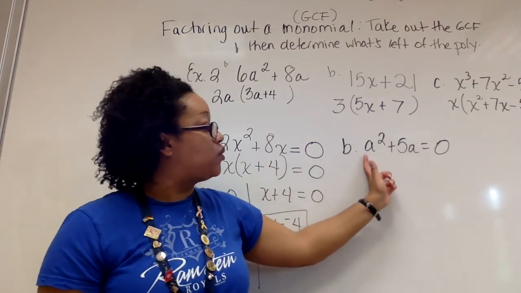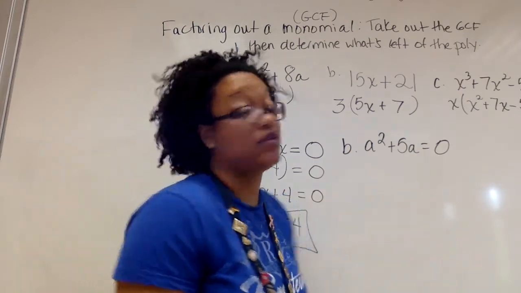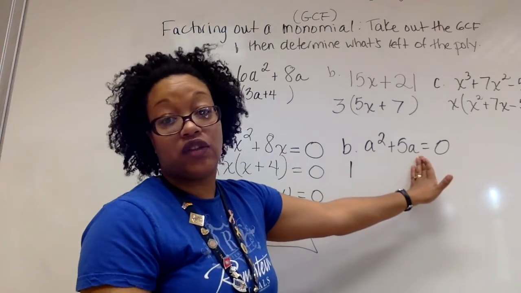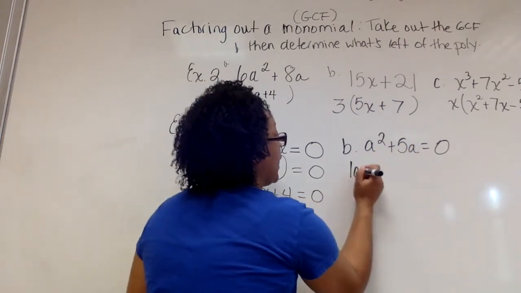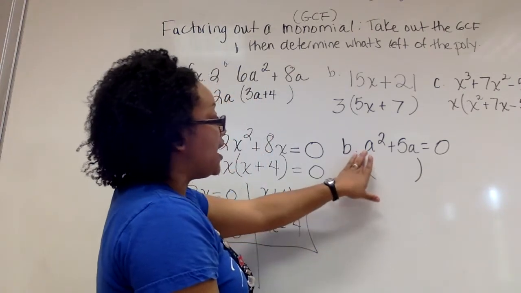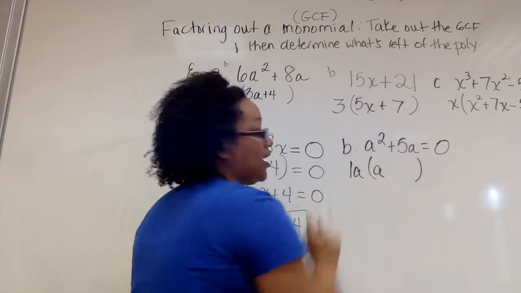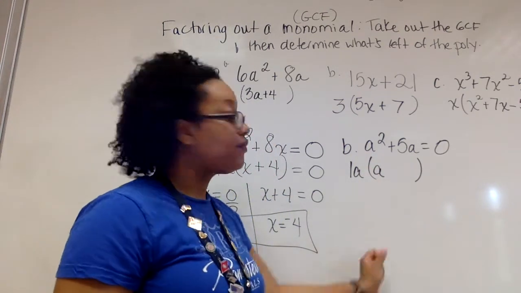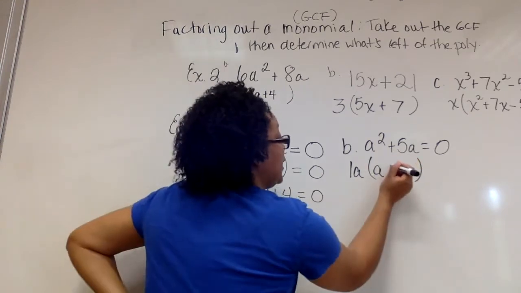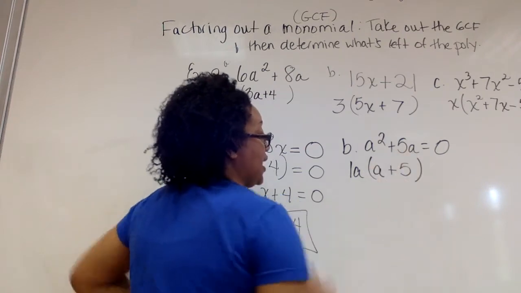I need the GCF of a squared and 5a. Well, you know there's an invisible 1 right here, so the common factor between 1 and 5 is just 1. So I'll write that down. And then the GCF of a squared and a, you take the lowest exponent, it's just a. So now, what's left? If I have an a and I want an a squared, then I have to multiply by a. A times a is a squared. Done. If I have an a and I want a 5a, I need to multiply by 5. A times 5 is 5a.